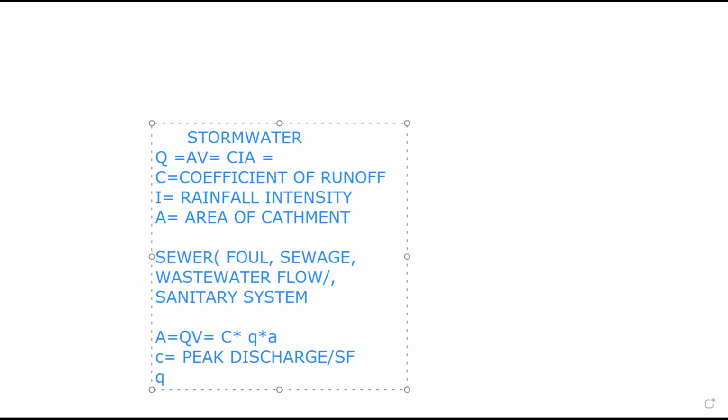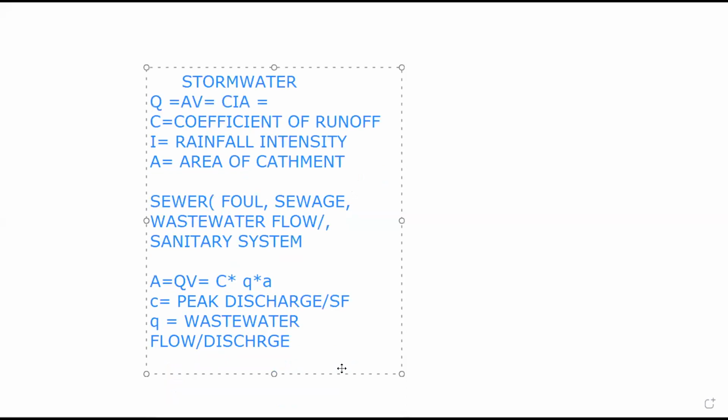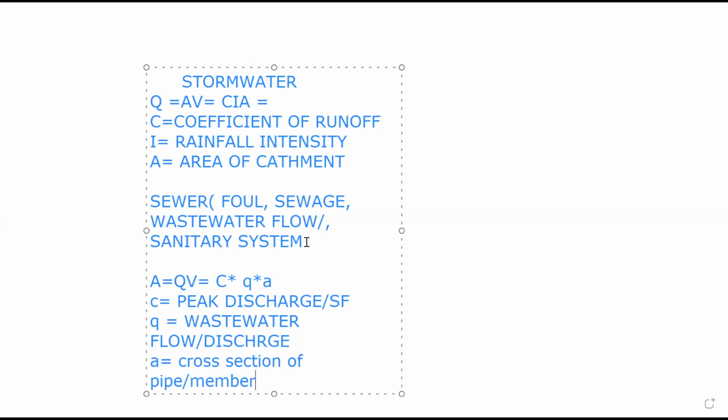Small q will now be your wastewater flow. Remember, flow is the same as discharge. Don't forget that, please. And what else do we have there? We now have A. Depending on what you are doing, A will become the cross-sectional area of our pipe, but it's not only pipe, it could also be a member. If you are using a trapezoidal system, or an open channel, or a rectangular open channel, for instance, then you know what we are talking about. So this now becomes the area. I wanted to point out the difference.